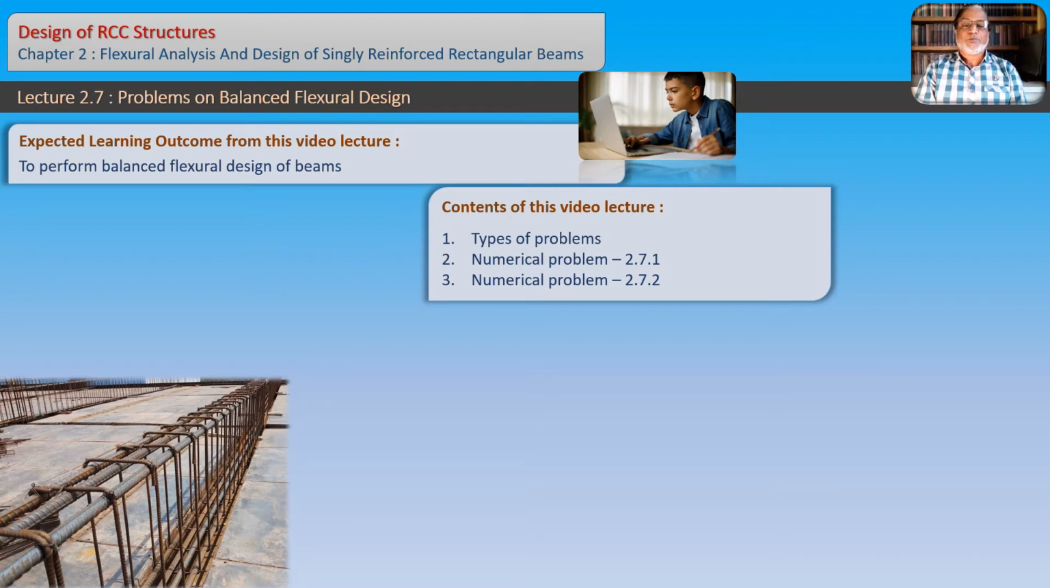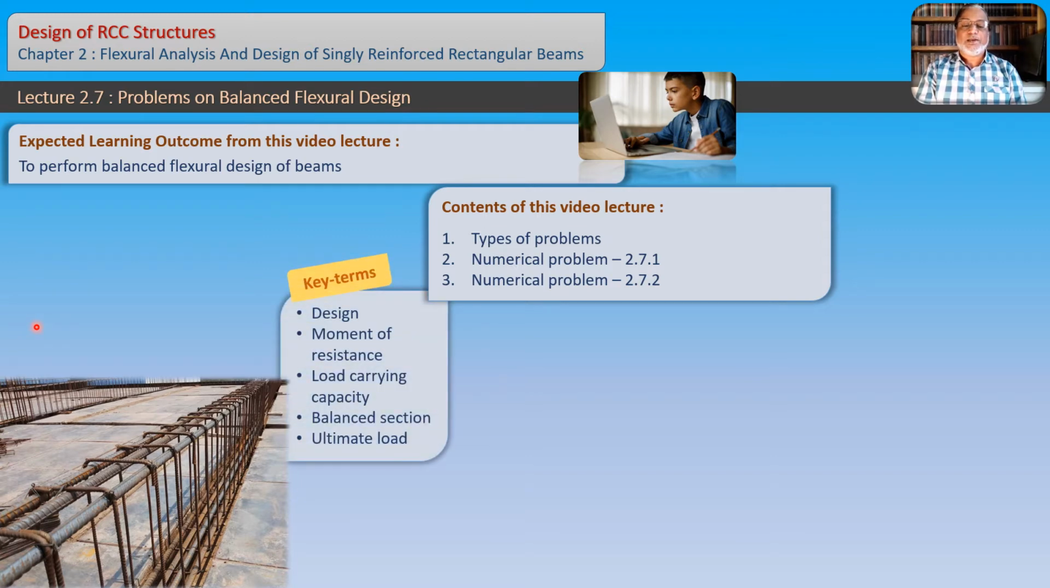Learning outcome expected from this video is to perform balanced flexural design of beams. The contents of this video lecture are: 1. Types of problems. 2. Numerical problem 2.7.1. 3. Numerical problem 2.7.2. We are going to use some key terms in this lecture: design, moment of resistance, load carrying capacity, balanced section, ultimate load.